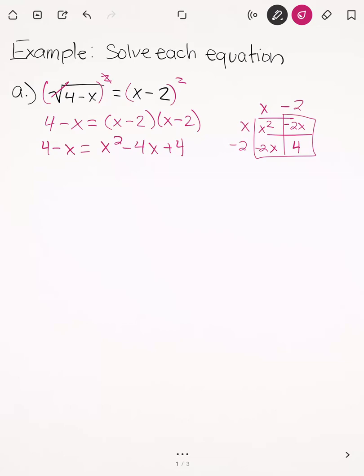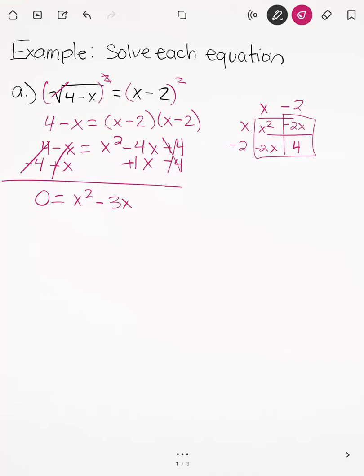From here, we need to get everything to one side and set it equal to 0, which means I'm going to move this 4 to the other side. I am going to move this x to the other side, so I can put it under its like terms. These cancel out. I get 0. Yay, that's what we wanted. Over here, I have x squared minus 3x, because negative 4 plus 1 is negative 3, and the 4s cancel each other out. Now I have an x squared, so I need to factor it.